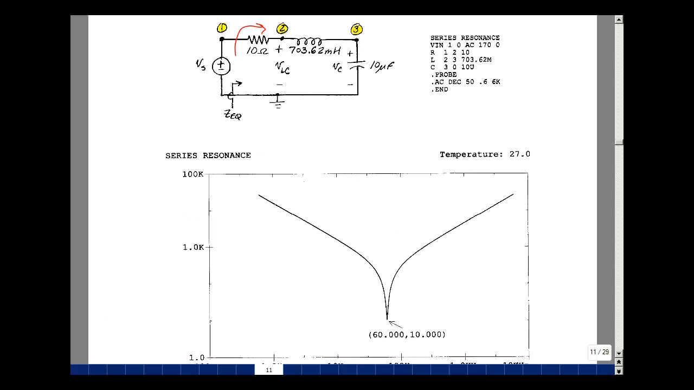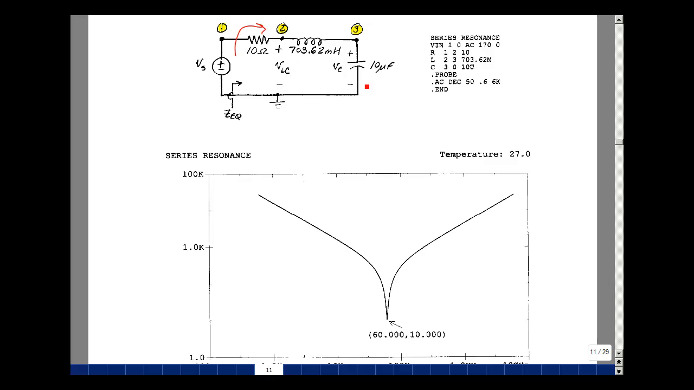The same thing happens above resonance, but now the inductance looks like an open circuit and the capacitor looks like a short circuit. In other words, j omega L, when omega gets very, very large, begins to be nearly an open circuit. And then minus j over omega C, as omega gets larger and larger, no matter what the value of the capacitor is, it gets smaller and smaller. So as the frequency increases, we have a resistance, nearly an open circuit, and then again nearly a short circuit. So you see a very, very high value of impedance.